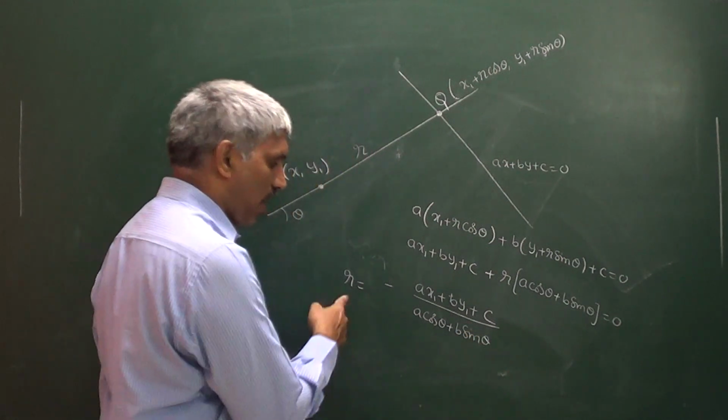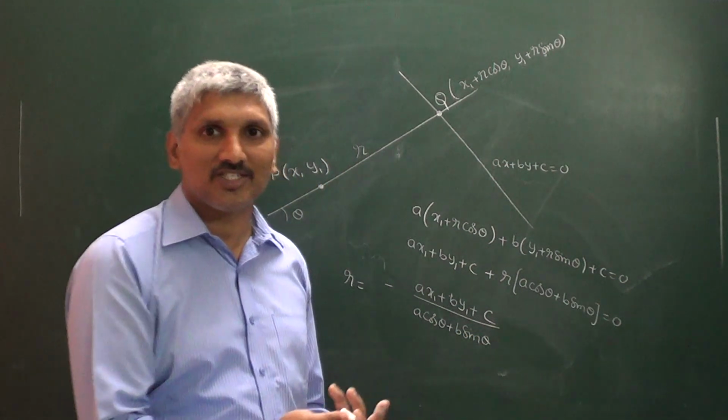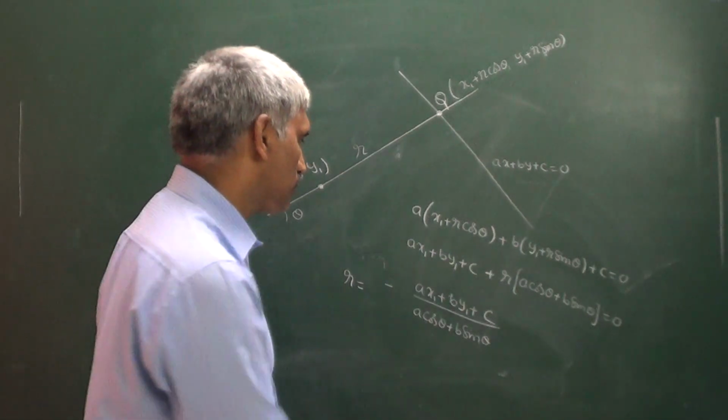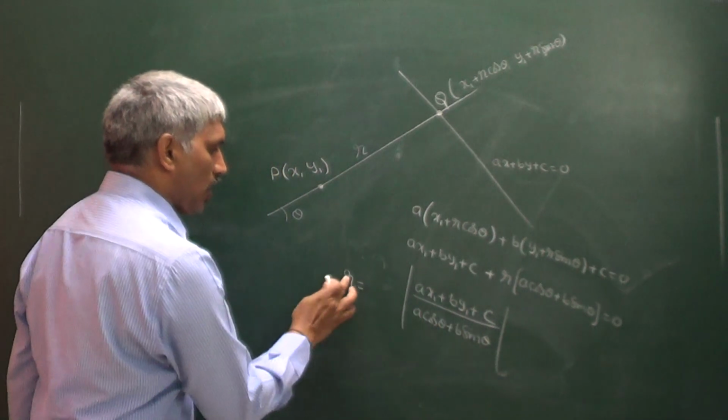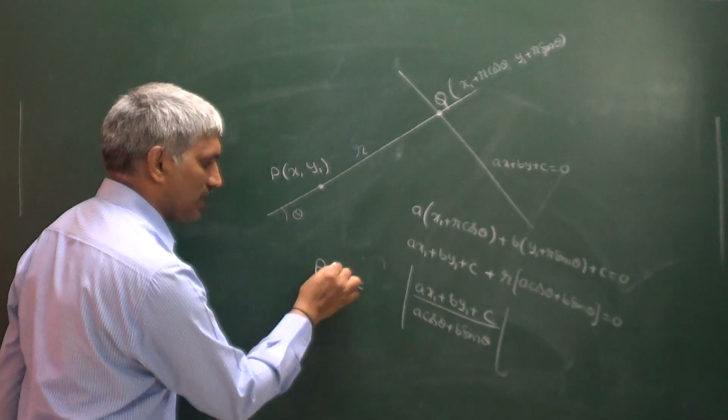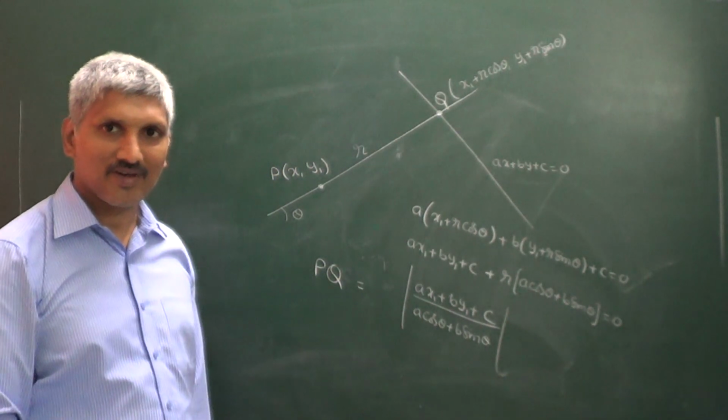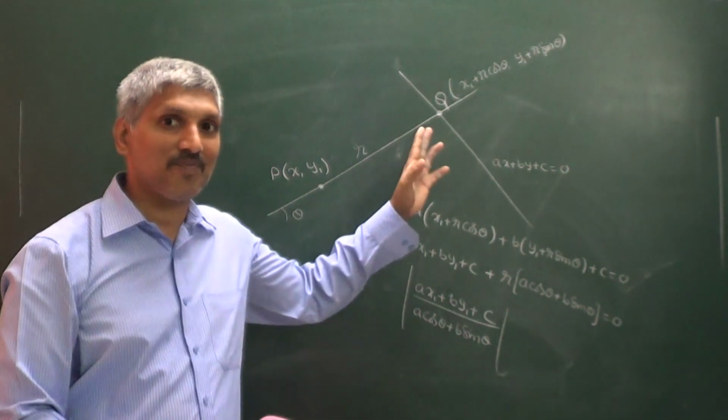Yes or no? The r value. But r is what? Distance. Distance can never be negative. That's why remove this minus sign and keep it in modulus. That r is nothing but our PQ. Right? So r is nothing but PQ.